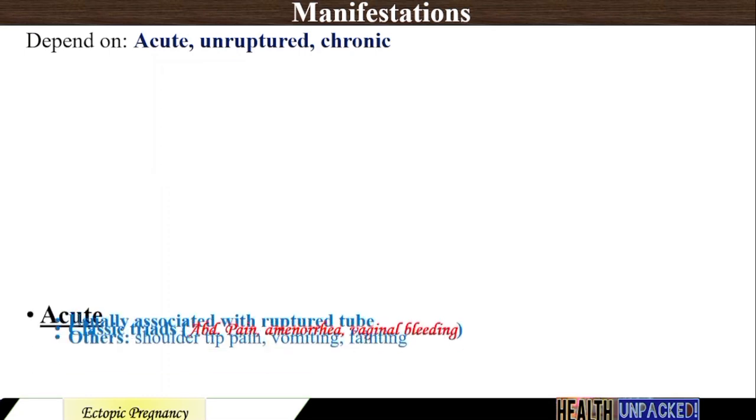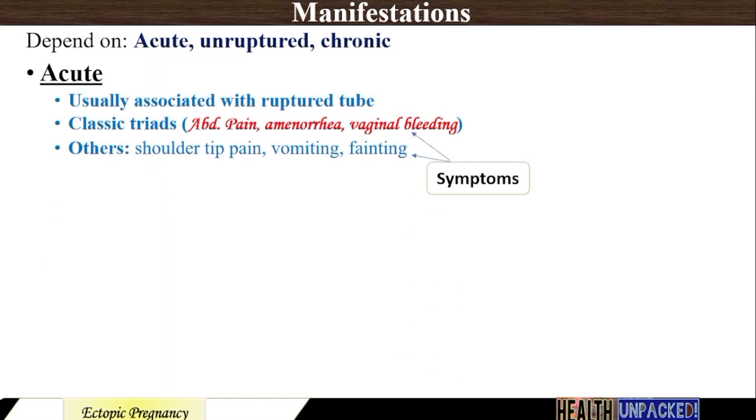The clinical manifestation depends on whether it is acute, whether the tube is ruptured or unruptured, or whether it is chronic. The acute course is usually associated with a ruptured tube. There is a classic triad of ectopic pregnancy, the three symptoms: abdominal pain with amenorrhea with vaginal bleeding.